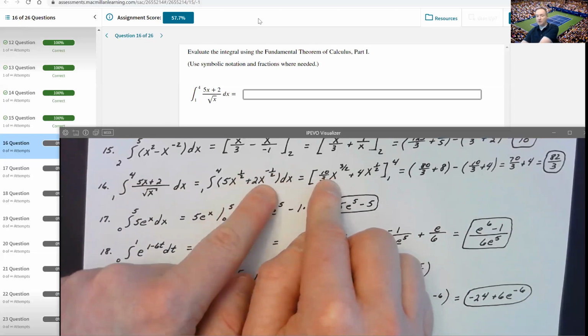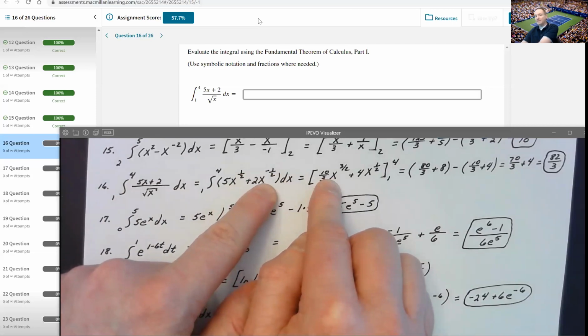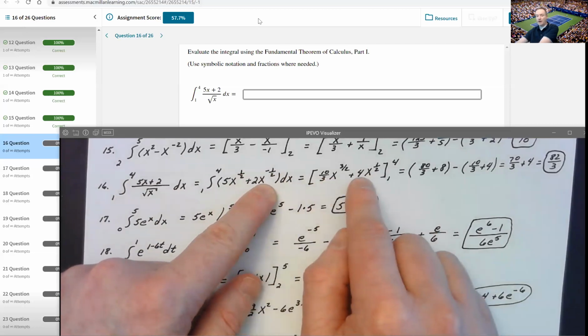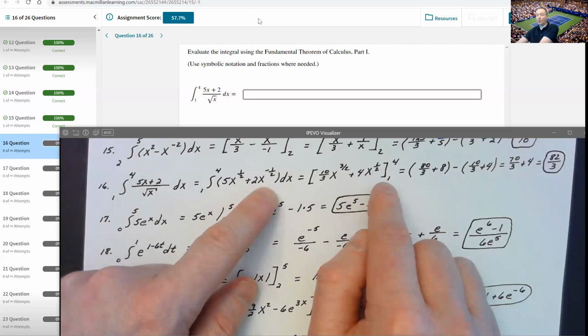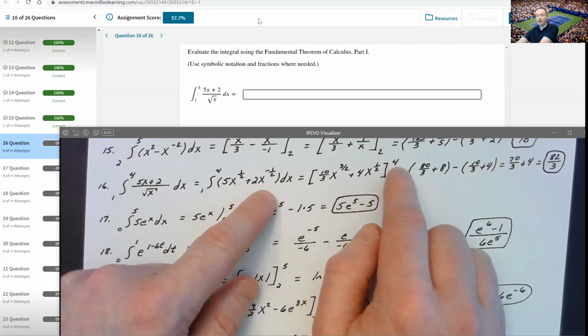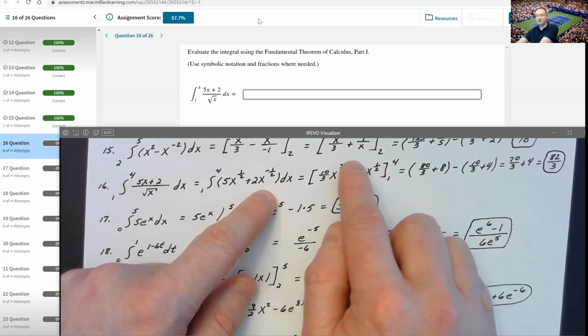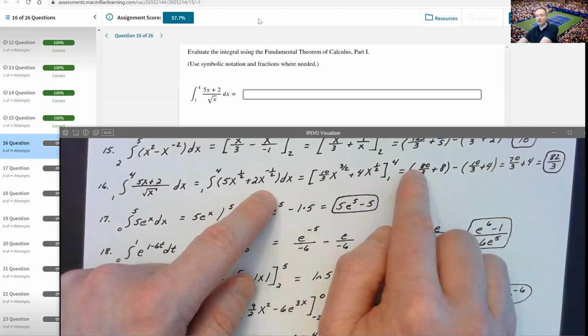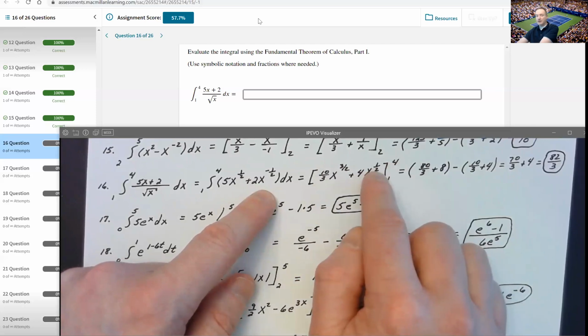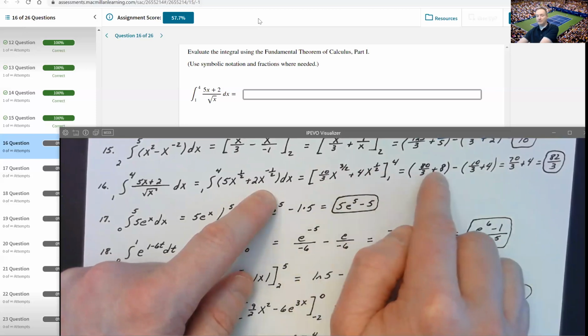The second term is going to become 2x to the positive 1/2, and then divided by 1/2, that 2 is going to become a 4x to the 1/2. We're now evaluating that between 1 and 4. When I plug in a 4, I get the square root of 4 is 2, 2 cubed is 8. The first term is going to be 80/3. Plug a 4 into your second term, you're just going to get 4 times 2, 4 plus 8.